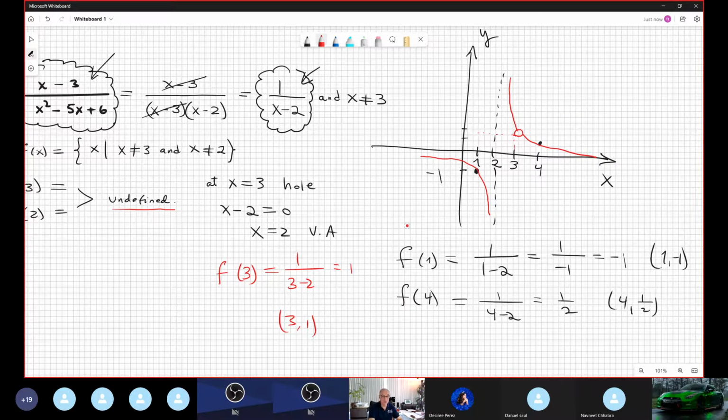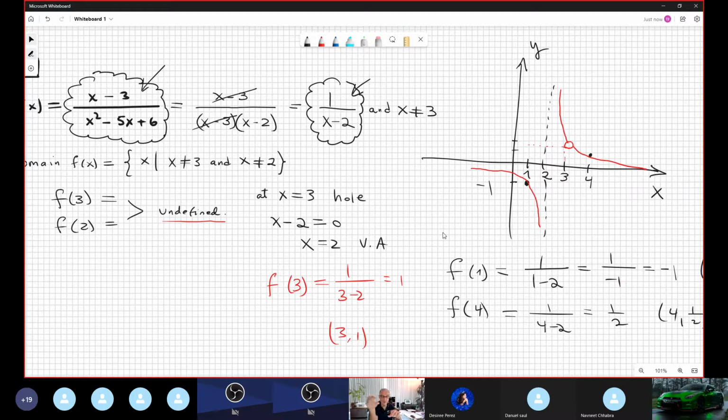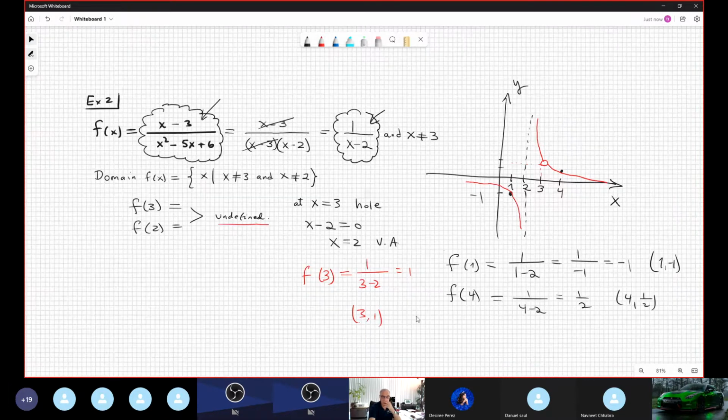Easy. You take the original function. You do the factorization, the polynomial on the top, the polynomial on the bottom. The factor that gets cancelled represents a hole. And the other factor that stays in the denominator is the vertical asymptote. Done. No more complication. Let me show you quickly in Desmos.